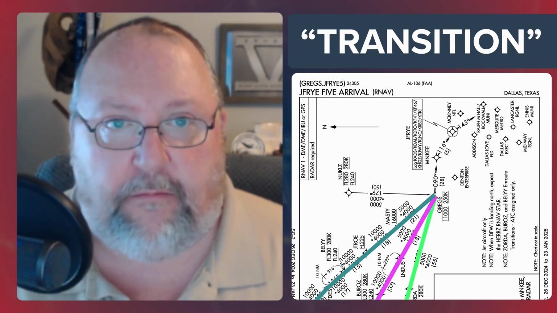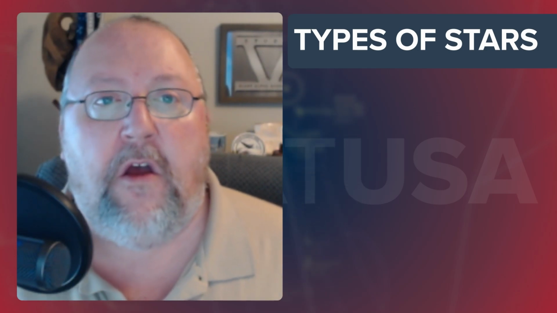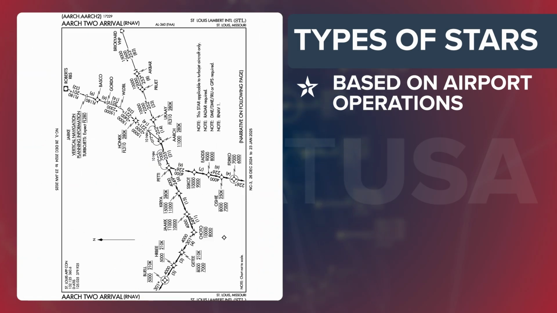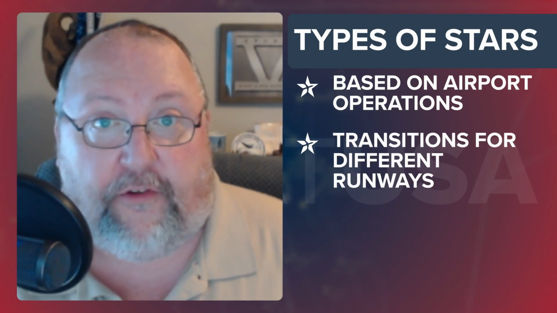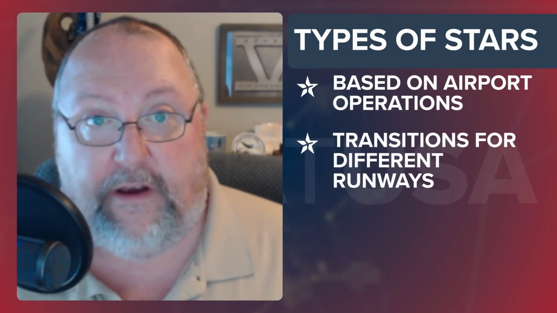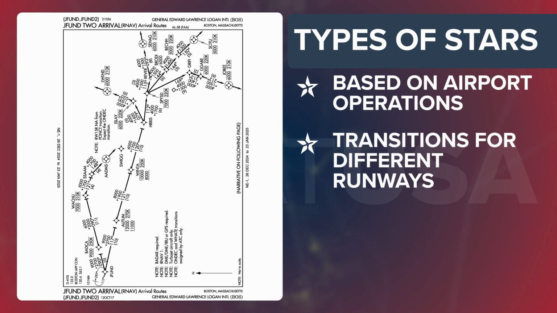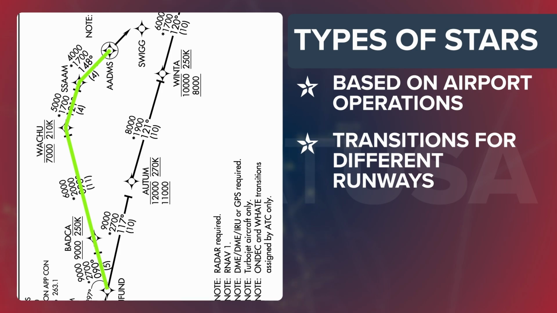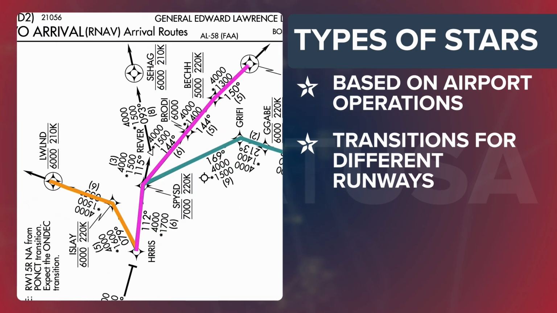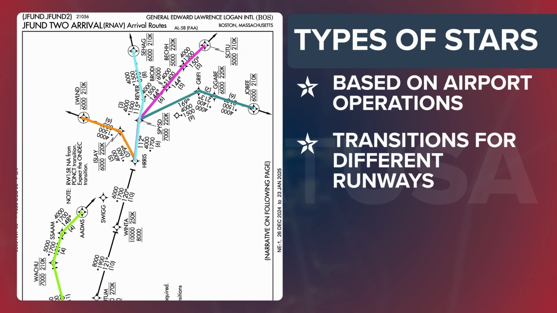So now that we have that established, there are three common types of stars which split off into different approach transitions. One is a star which has a transition for when the airport is landing east, and another when the airport is landing west. For example, it could be north and south depending on the airport. The Arch arrival into St. Louis is a good example of this. Second, there may be a star with different transitions for specific runways. The J Fund arrival into Boston is like this. They have a transition for runways 4 right and left, a transition for runway 15 right, a transition for the 22s, a transition for 27, and a transition for runway 32 or 33 left.